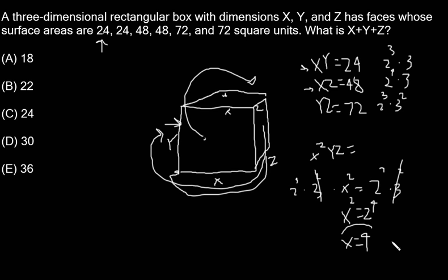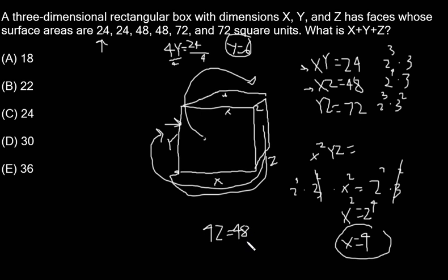We found our x value, and the next easiest thing is to find y or z. If x equals 4 in this equation, then 4y is equal to 24, since we're just plugging in for x. Divide by 4 on both sides, and we get y is equal to 6. Plugging 4 into the other equation, 4z is equal to 48. Dividing by 4 on both sides, we get z is equal to 12.